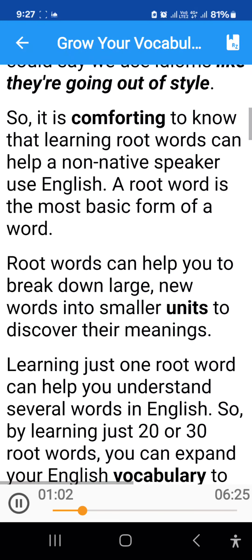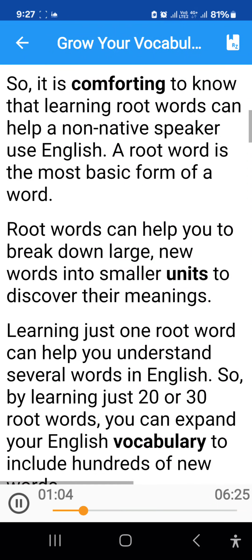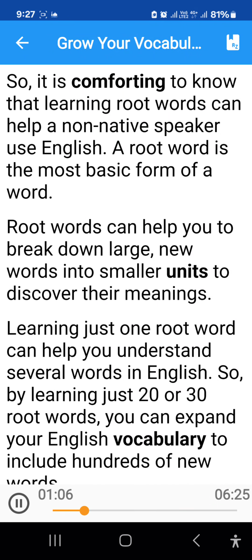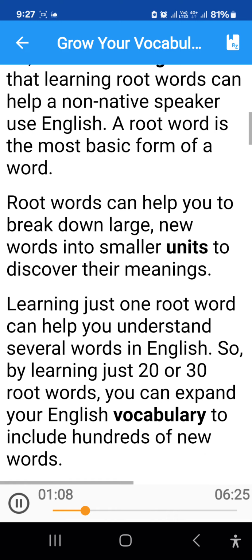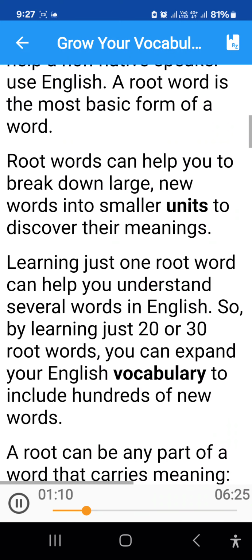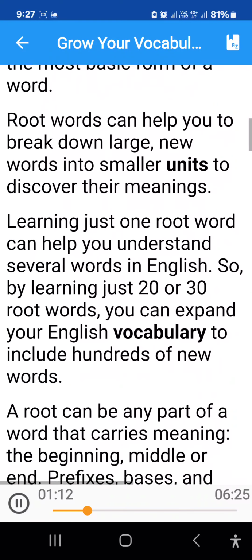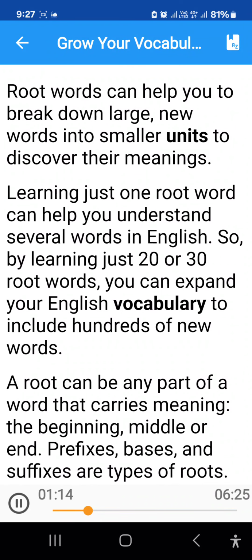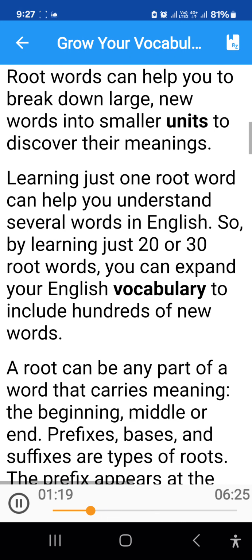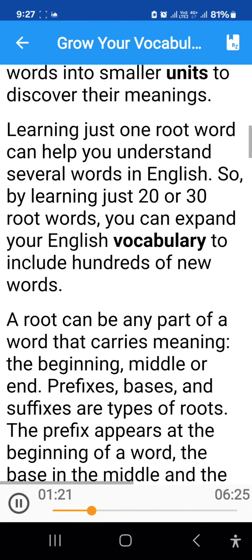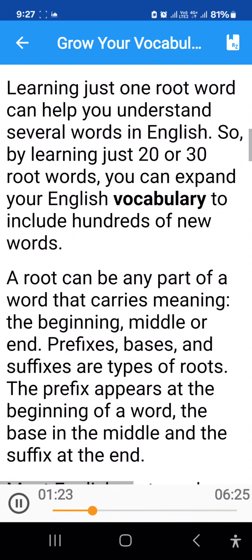So it is comforting to know that learning root words can help a non-native speaker use English. A root word is the most basic form of a word. Root words can help you to break down large, new words into smaller units to discover their meanings. Learning just one root word can help you understand several words in English.